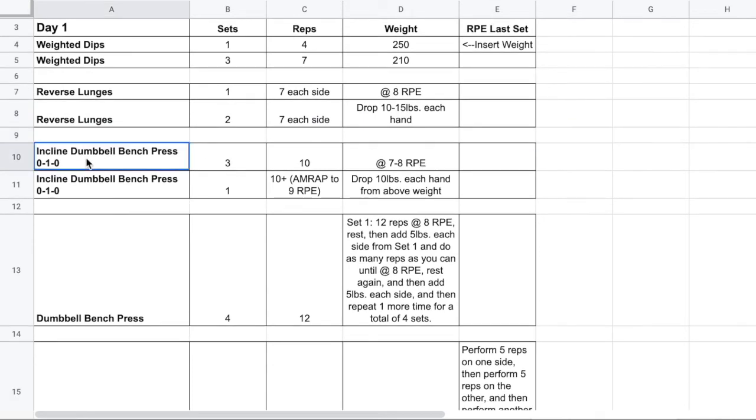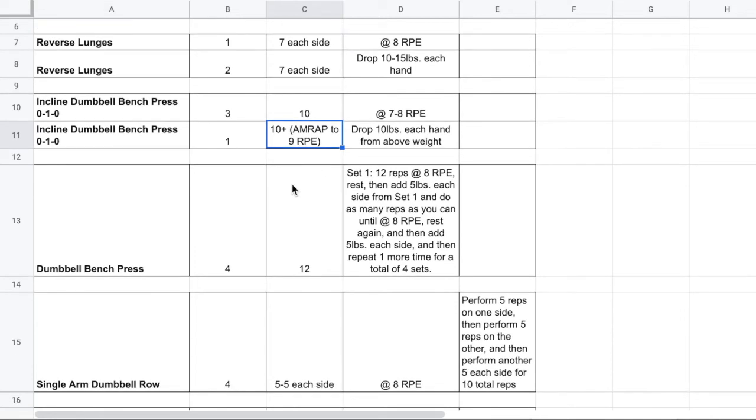Here, incline dumbbell bench press, 3 sets of 10 at like a 7 to 8 RPE, and then they have a 4th set where they drop 10 pounds each hand from those working sets, and they AMRAP to a 9 RPE. So it's just a way to encourage some type of intensification by doing an AMRAP with the incline dumbbell bench press.